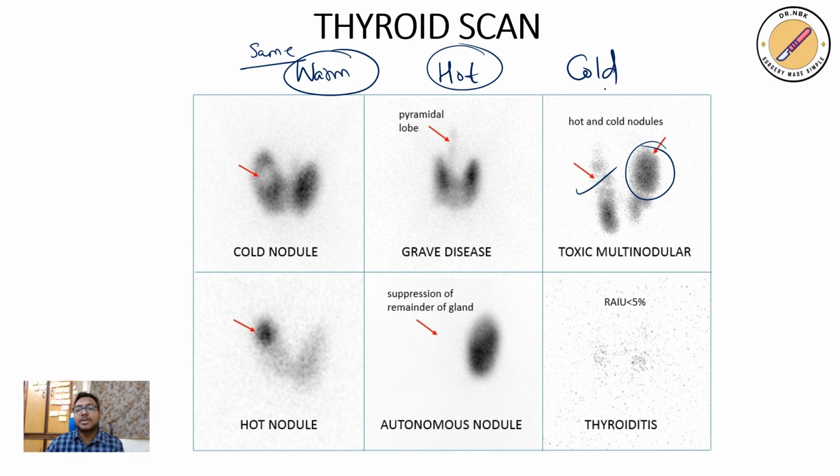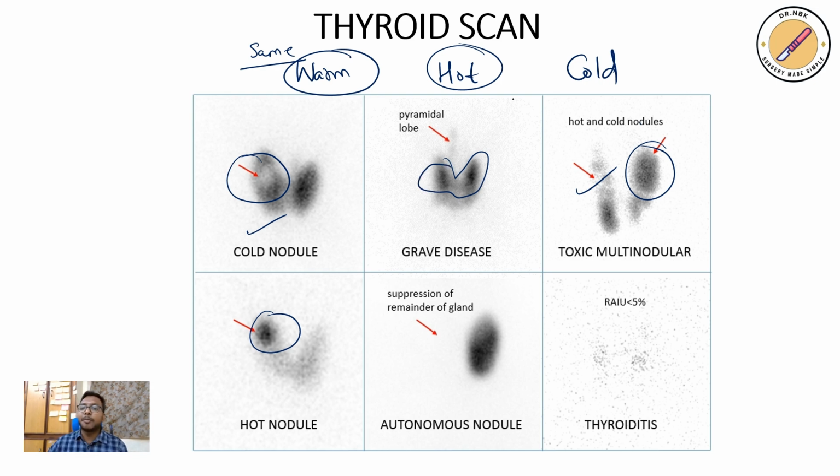Okay, right. Next, a cold nodule is something which will take up less contrast when compared to the surrounding thyroid gland. So here you have this thyroid gland, and you have less uptake, that is nothing but a cold nodule. Then this is a pyramidal lobe. This is a hot nodule where there is more uptake of radioactive iodine. Then you have Graves' disease where there is diffuse uptake, the entire gland is involved.